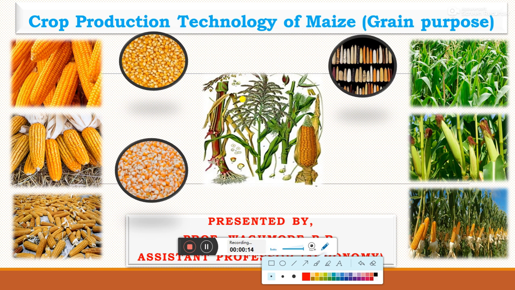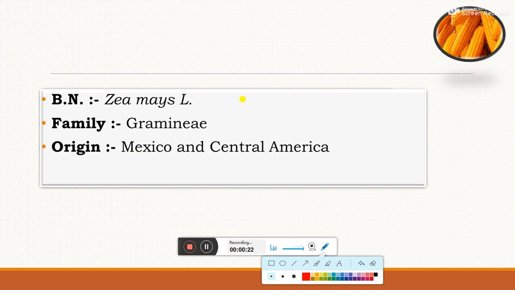Today we will discuss the topic on crop production technology of maize as a grain crop. We can see here the botanical name of maize, that is Zea mays. Then the family belongs to Gramineae or Poaceae. The origin of maize is from Mexico and Central America.